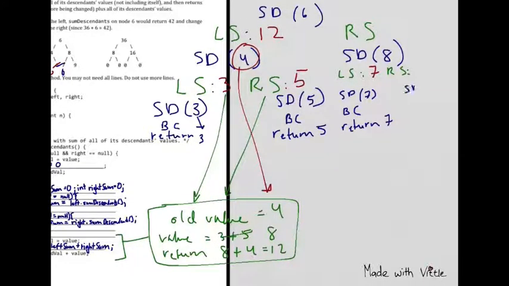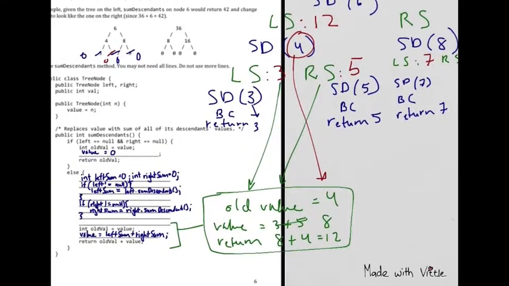And so now we have to look at the right side. And so we're going to have sum descendants of 9 because that is the right child of 8. And that's also going to hit the base case and return 9. And the 9 currently in the tree, the value will be set to 0.